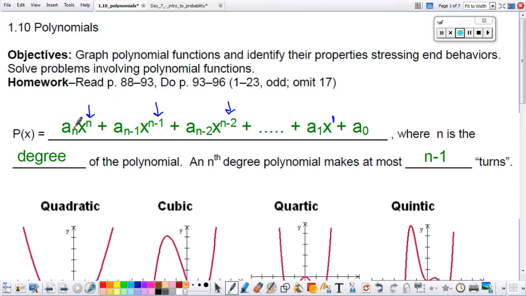This is the leading coefficient. This is the next coefficient, all the way down to the constant. N being the highest exponent is the degree of a polynomial. The nth degree polynomial makes n minus 1 turns.